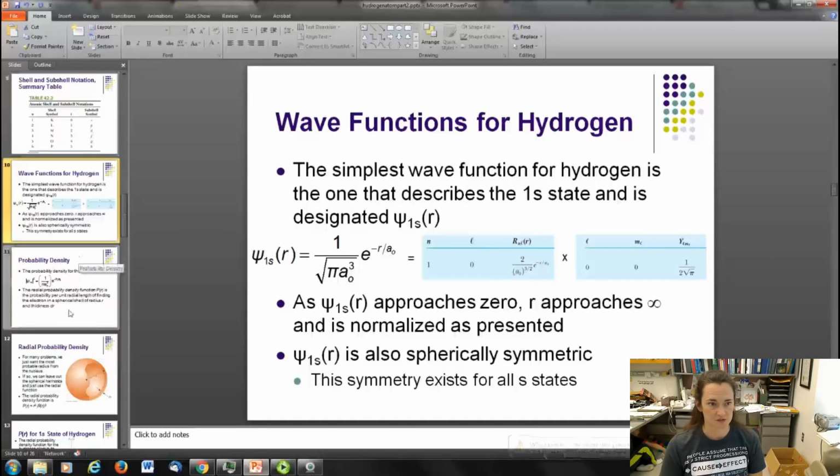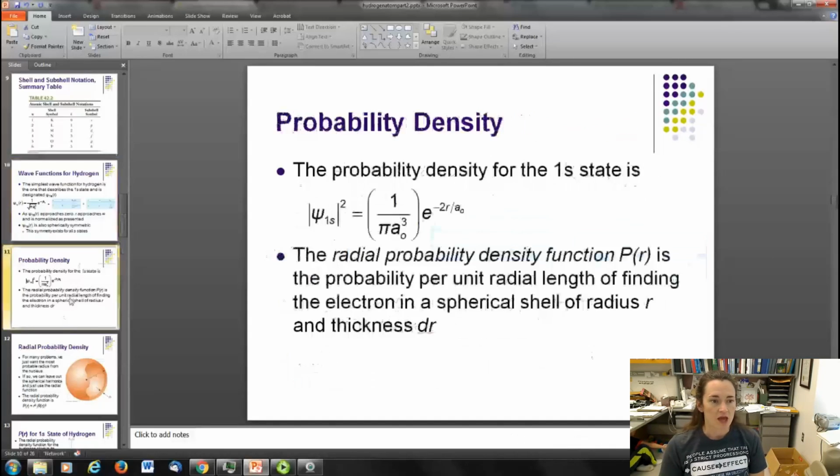So it's spherically symmetric. Remember from last semester that we learned about wave functions, and that if you take the absolute value of your wave function squared, that gives you your probability density. So the wave function squared for our 1s state is given here: 1 over pi a naught cubed times e to the minus 2r over a naught.